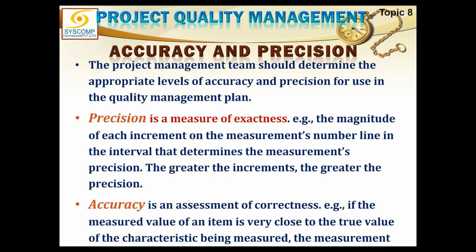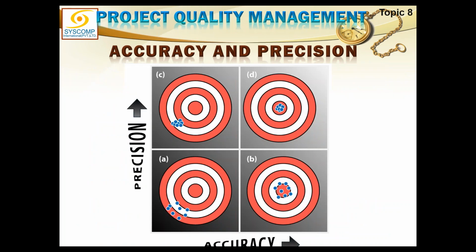If we have understood that, let's talk about another thing, accuracy and precision. Now, the project management team should determine the appropriate level of accuracy and precision for use in the quality management plan. Now, let us describe what is accuracy and what is precision. Precision is the measure of exactness. It is the magnitude of each increment on the measurement number line in the interval that determines the measurement's precision. The greater the increment, the greater the precision. And accuracy is an assessment of correctness. How correct you are. Let me show this to you through this example.